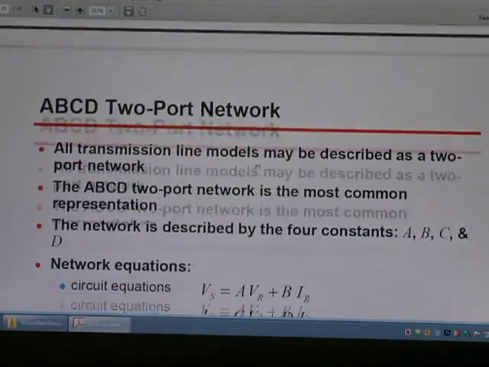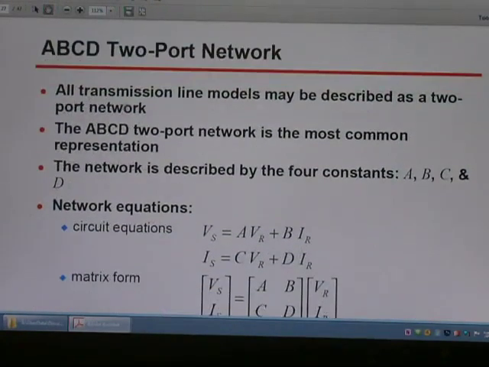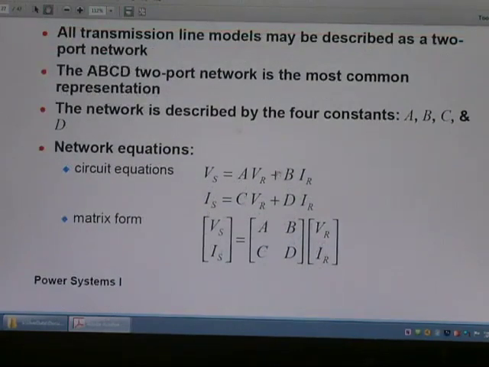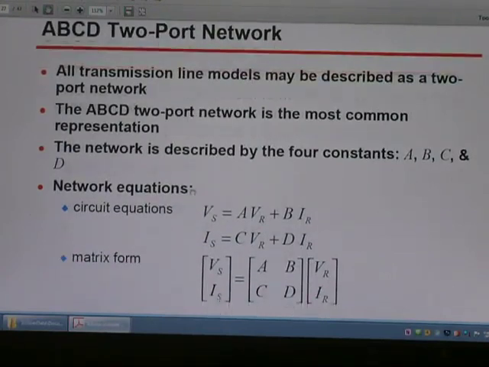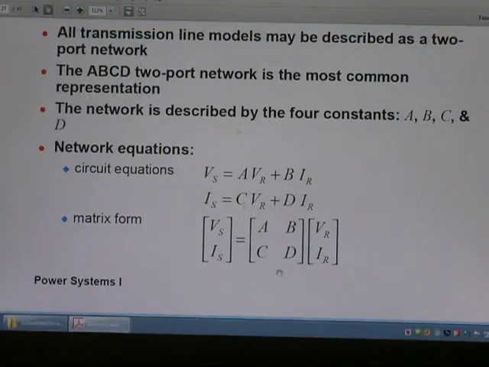So this is the ABCD two-port network. All the transmission line models are represented by the two-port network. This is the two-port network circuit equation and its matrix form, with the ABCD constants.